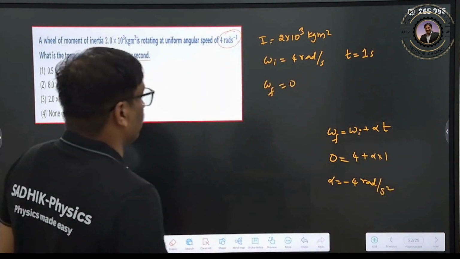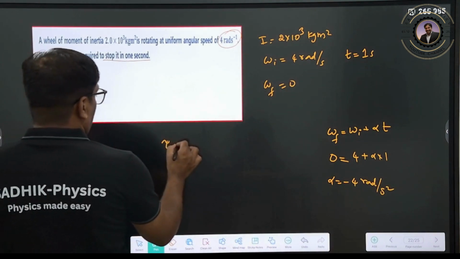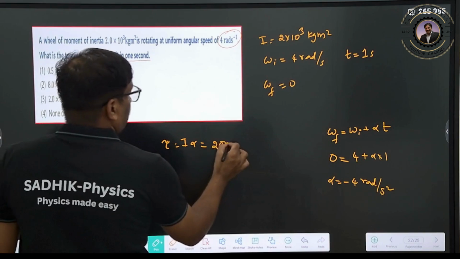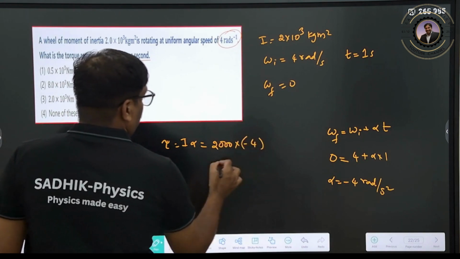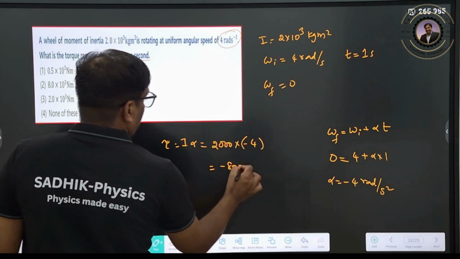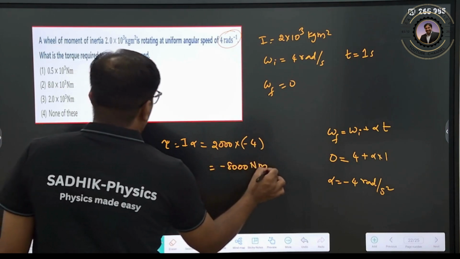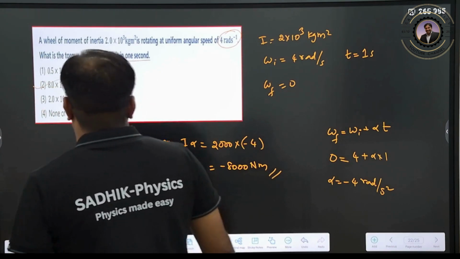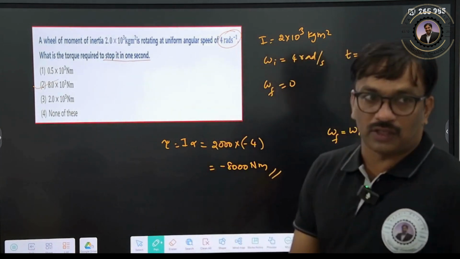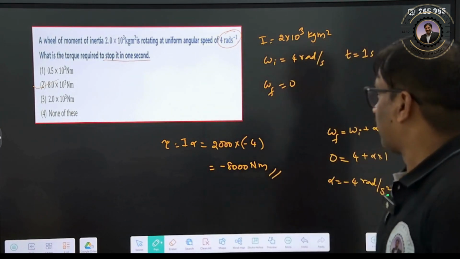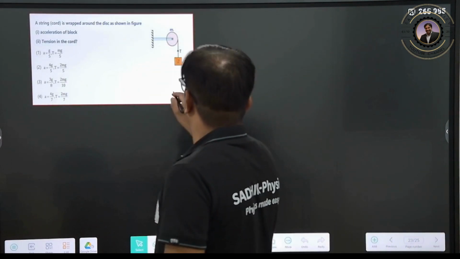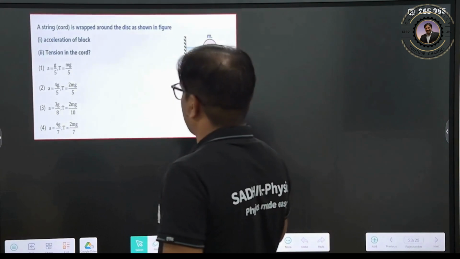This alpha I got, no? So what will be the torque? Torque is nothing but I alpha. I is how much? 2000 into minus 4, therefore minus 8000 Newton into meter. So 8 into 10 to the power of 3, it should act in the opposite direction so that it will be able to stop. Clear? So this is also one important question. Clear?